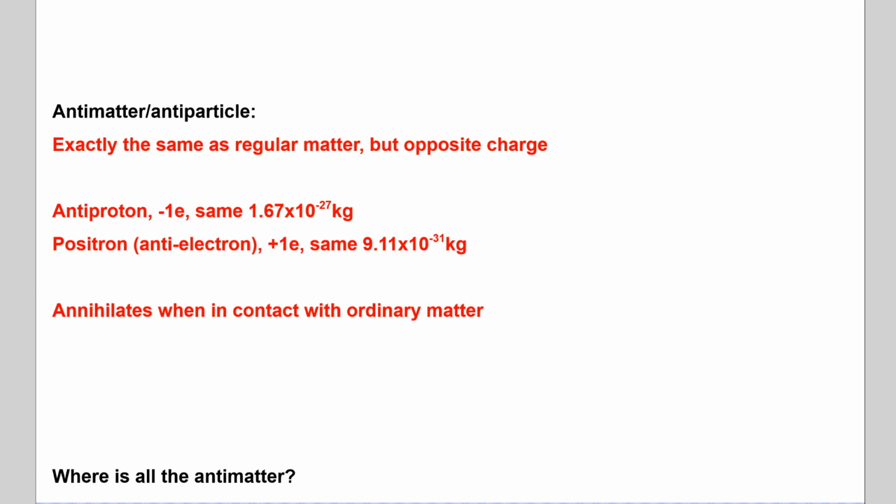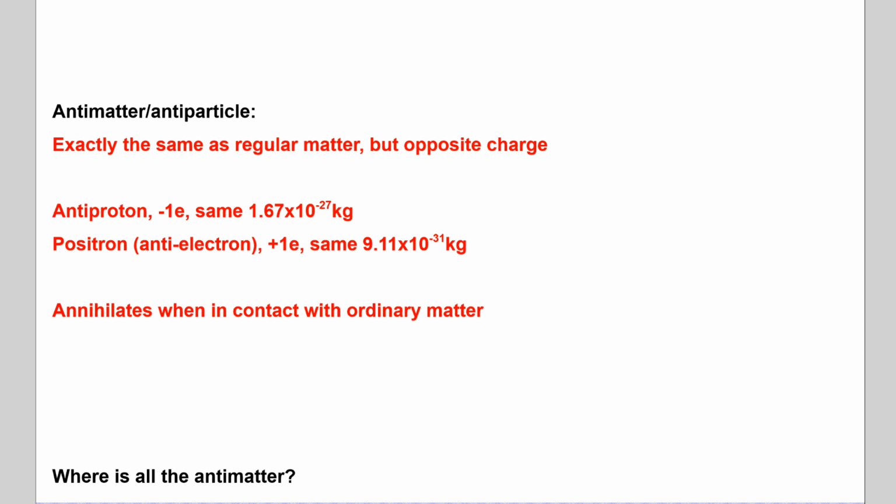An antielectron is also called a positron. It's positive. It has a charge of +1 elementary charge, but it has the mass of an electron because it's an electron but positive. And then the antimatter annihilates when it comes in contact with ordinary matter.